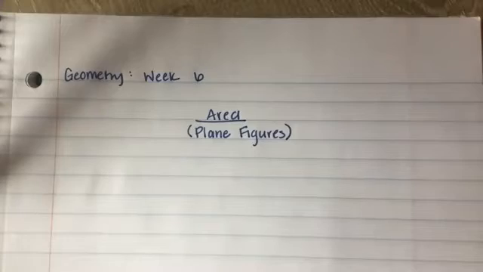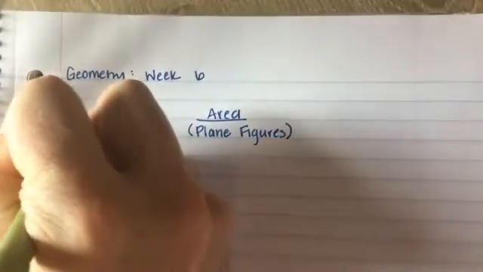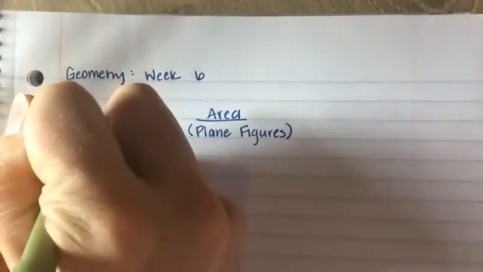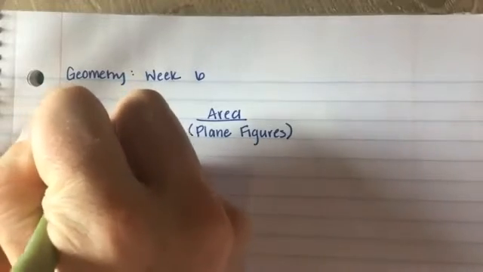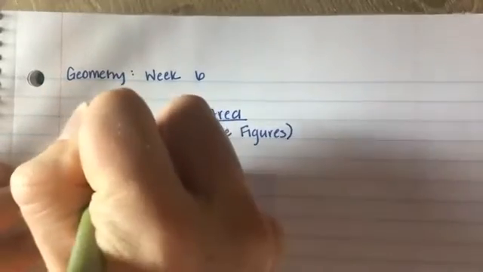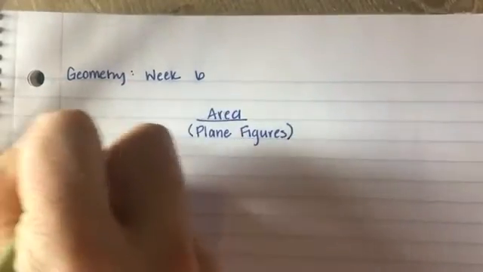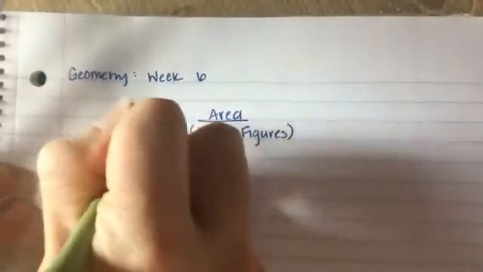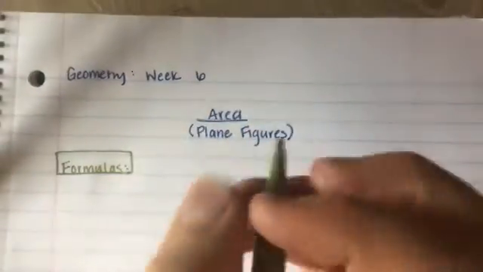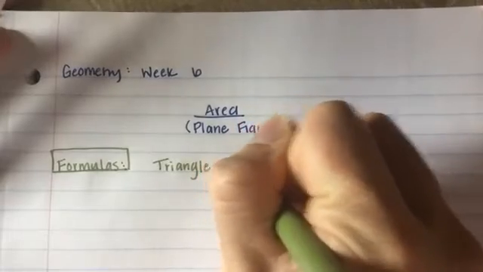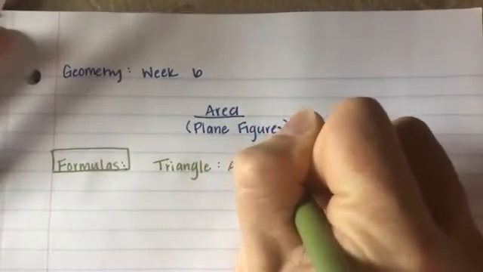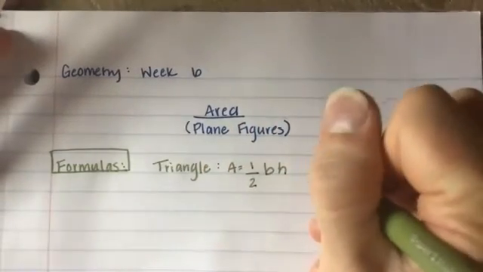So let's look at some formulas here. Now you do have a formula sheet, and I do think on top of your homework you have these formulas as well. But I just want to keep them here in our notes so we have an idea of what we're using. So triangle. The area formula is 1/2 base times height. Okay, we have a rectangle.